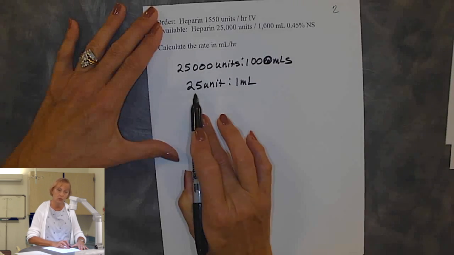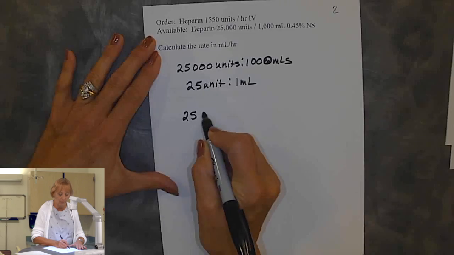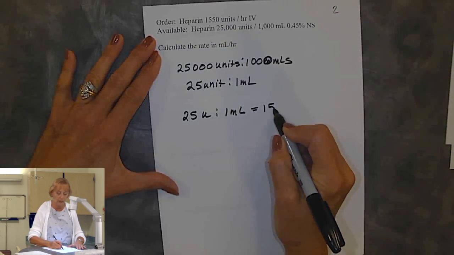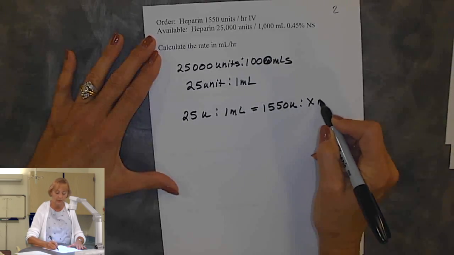By decreasing it to 1 mL, you decrease your risk of making a mistake because you have a smaller number to work with, and you finally end up just multiplying by 1 instead of by 1,000, which people make mistakes on because of the too many zeros. So make your life easy and make it safer by reducing it right away. So now we're going to set up our problem. So we have 25 units per 1 mL, and that is equal to 1,550 units is to x mLs.